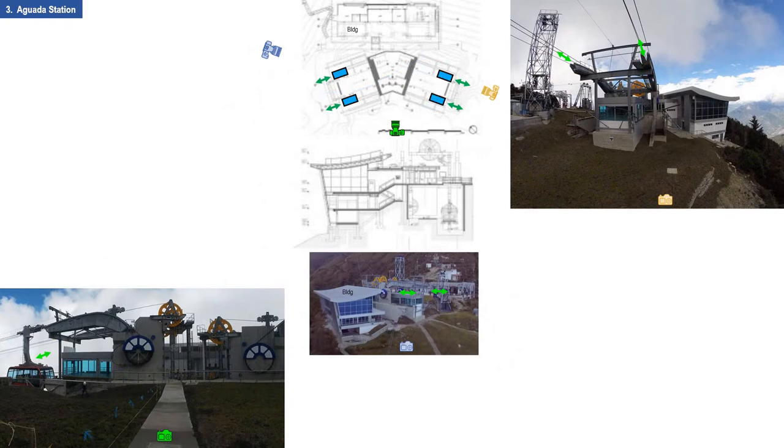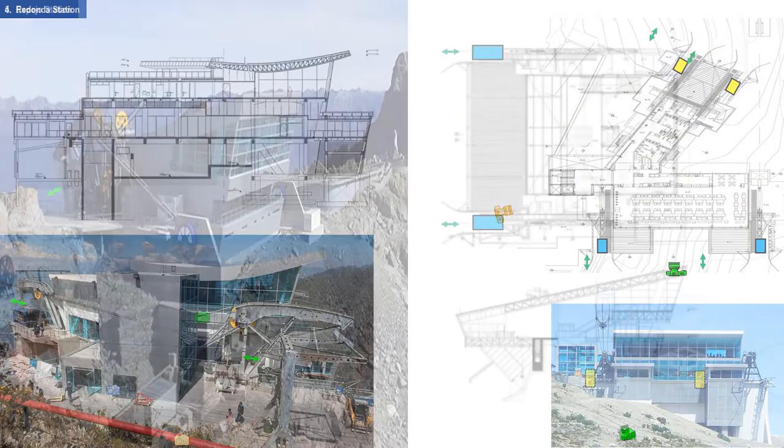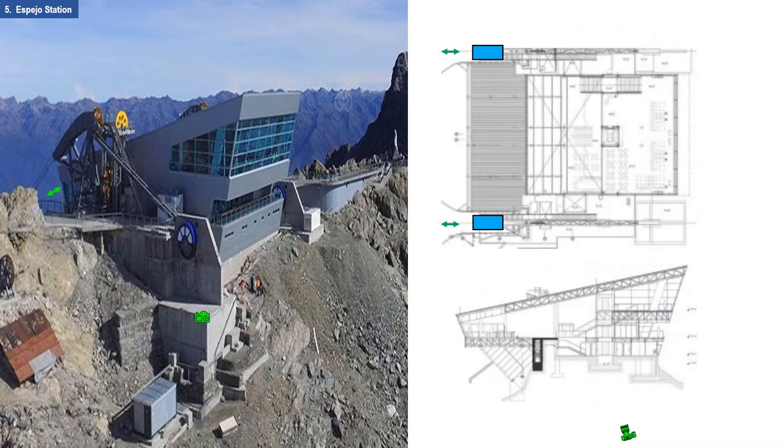In this 3rd station, we can see the rotating bull wheels in action. This may have been intentionally not covered to fascinate passengers on how ART works. This is the 4th station. This is the 5th and last station.